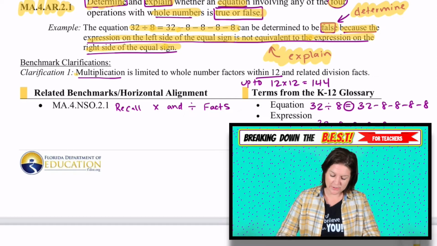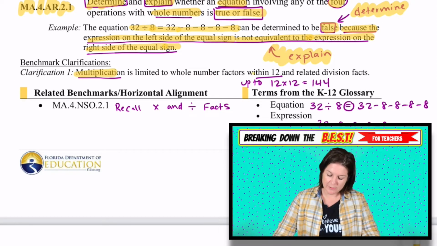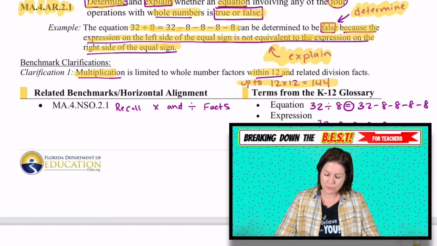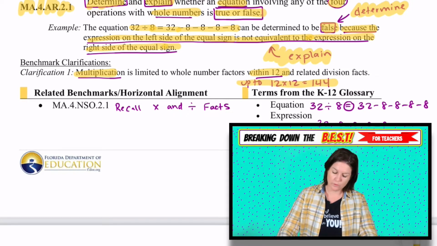For our clarifications, multiplication needs to be limited to within our 12 factors of 12. So basically up to 12 times 12, which is 144.